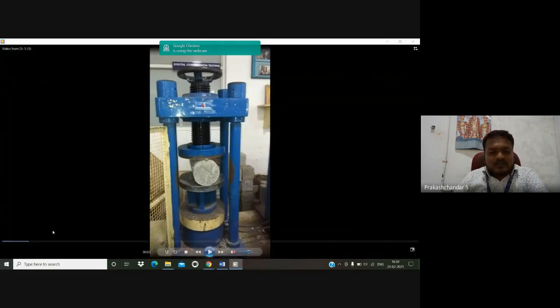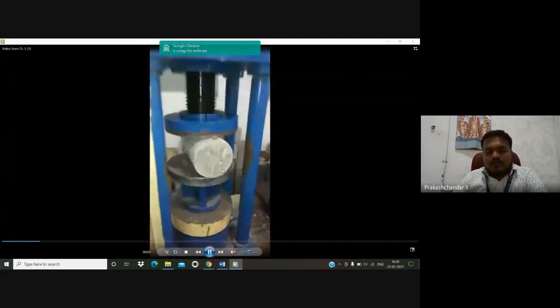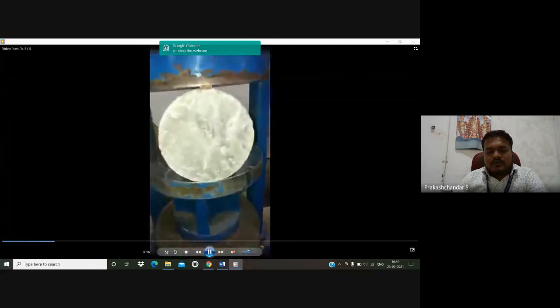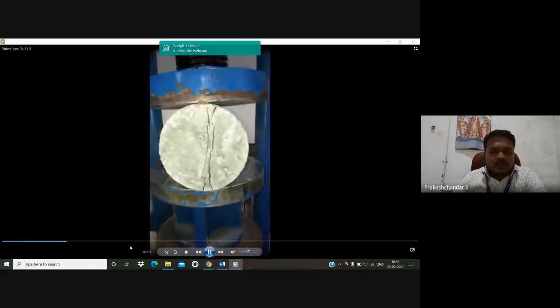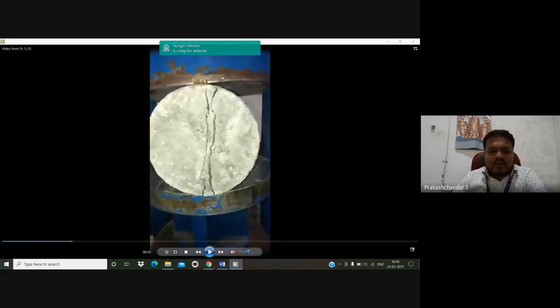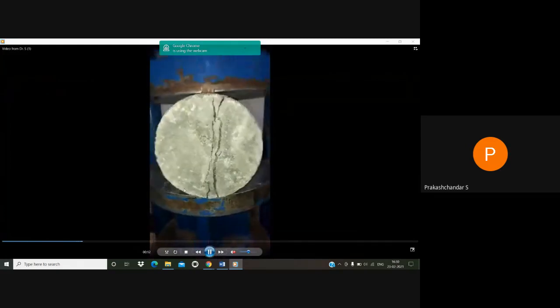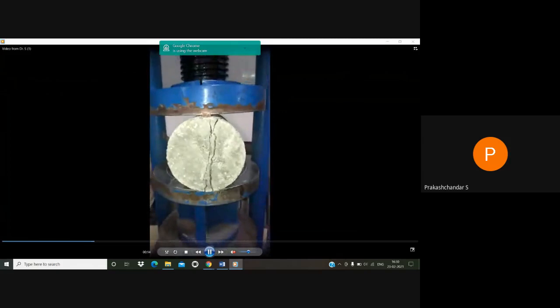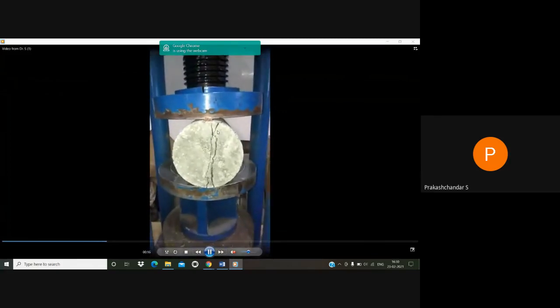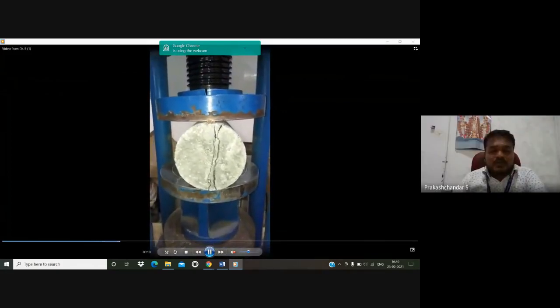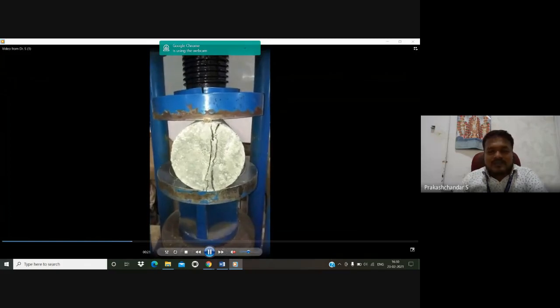Okay. The next video is for splitting tensile strength. Here a 150 mm by 300 mm height cylindrical specimen is used, and you can see some wooden strips kept at the top as well as the bottom of the specimen during testing. Then the load is applied diametrically until splitting of the specimen occurs.